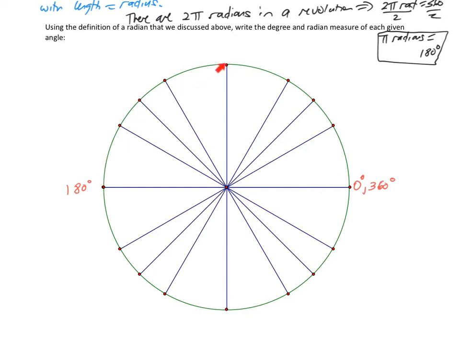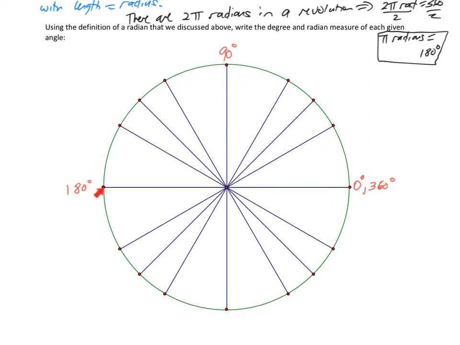So half of 180 will put me at the top of the circle. And half of 180 is 90 degrees, which is our right angle, 90 degrees. Now I'm going to count by 90s. So I'm going to start at 0. A quarter of the way around is 90.